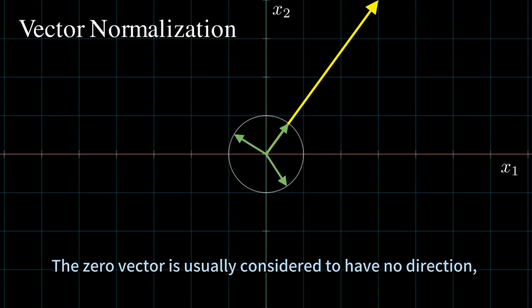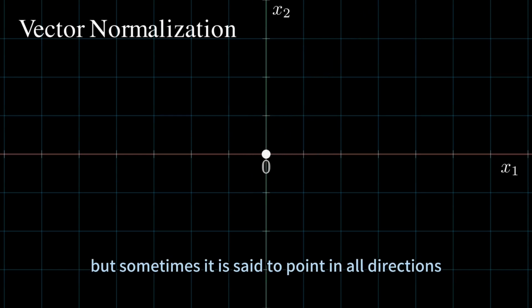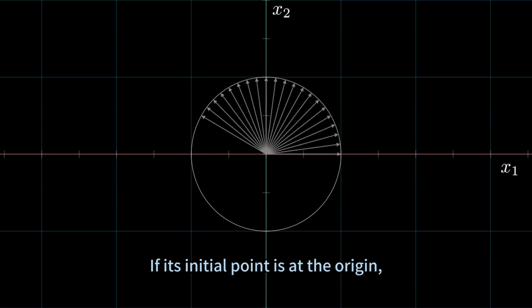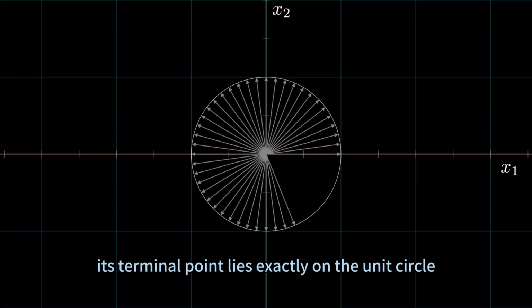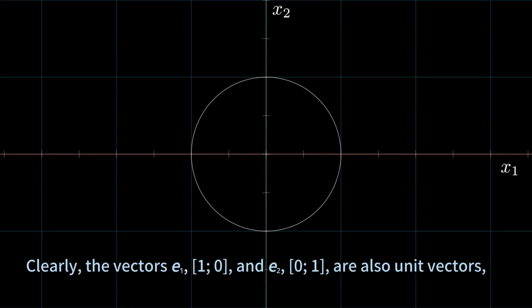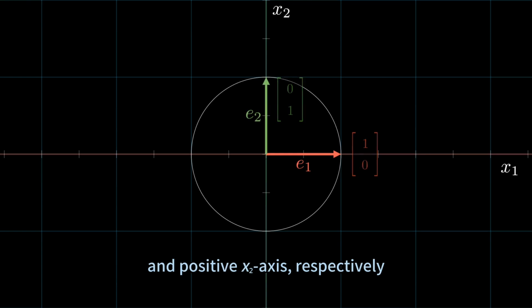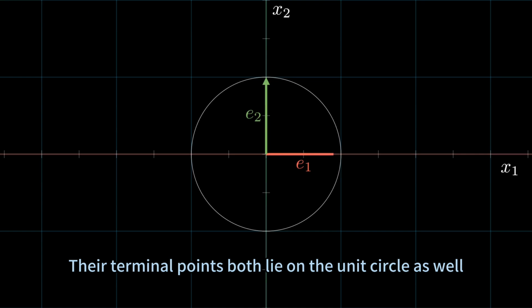The zero vector is usually considered to have no direction, but sometimes it is considered to point in all directions. Moreover, when a non-zero two-dimensional vector is normalized, if its initial point is at the origin, its terminal point lies exactly on the unit circle. Clearly, the vectors e1 = (1, 0) and e2 = (0, 1) are also unit vectors, representing the directions of the positive x1 axis and positive x2 axis, respectively. Their terminal points both lie on the unit circle as well.